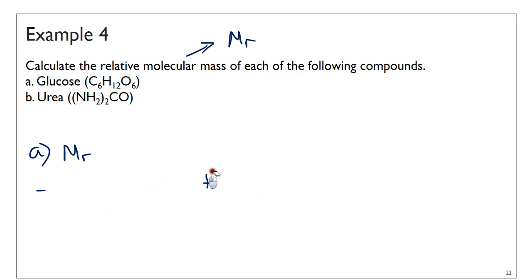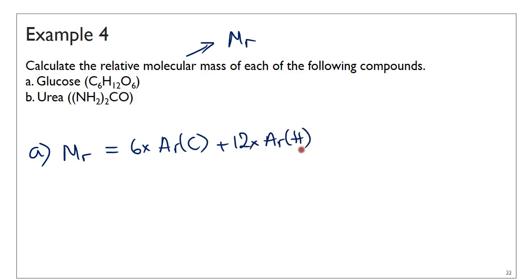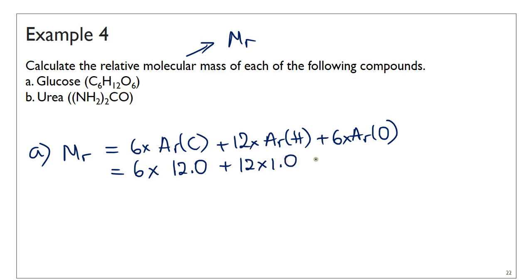I think I may not have enough room, so I'm going to set it up here. Okay, 6 times the relative atomic mass of carbon plus 12 times the relative atomic mass of hydrogen plus 6 times the relative atomic mass of oxygen. You're going to get the relative atomic mass of carbon from the periodic table. It is 12.0. And then 12 times the relative atomic mass of hydrogen, which is 1.0, and 6 times the relative atomic mass of oxygen, which is 16.0.